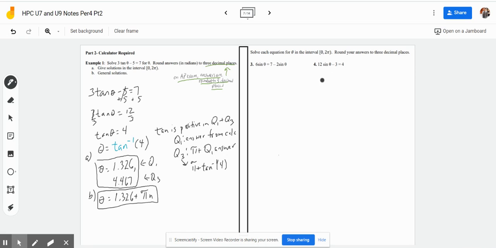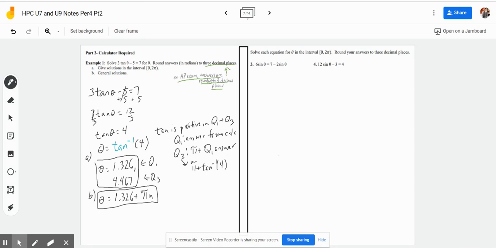Okay, we'll do one more of these together. We'll take a look at number 3, where we have 6 sine of theta equals 7 minus 2 sine theta. And again, we're asked to solve the equation in the interval 0 to 2 pi, and then round to 3 decimal places.